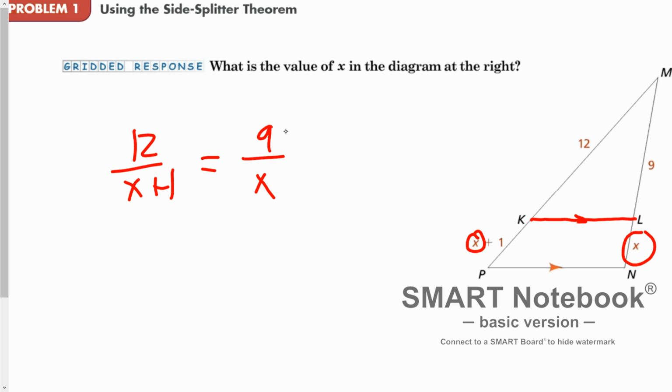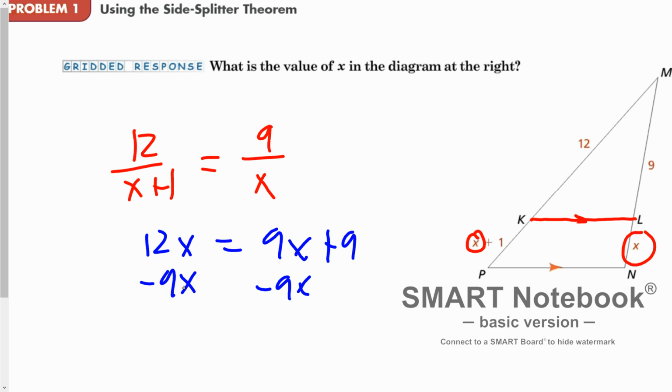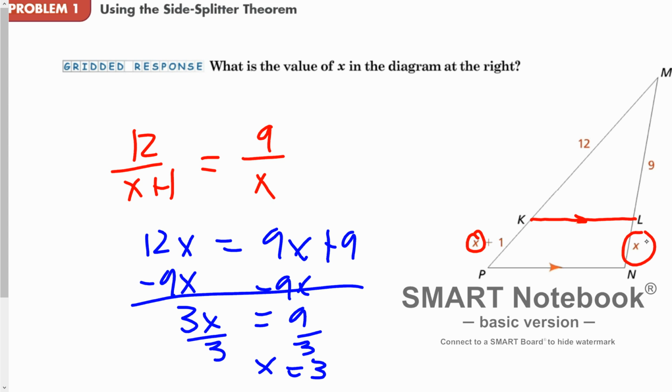And then we can solve this. So we get 12x equals 9x plus 9. Subtract 9x, right? We're just solving for x. We get 3x equals 9, divide by 3, so we get x equals 3. So this side, x equals 3, and this side would be x plus 1, which is 4, and we can see that that's true, right? That would be an answer of 3, and this would all be the answer of 3, right?